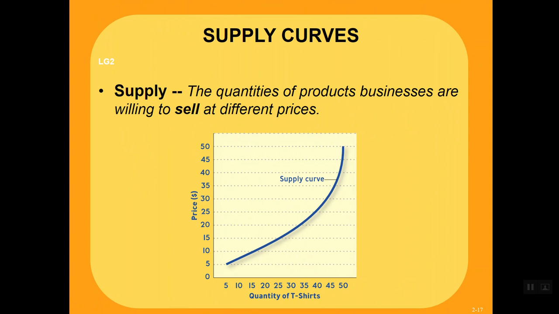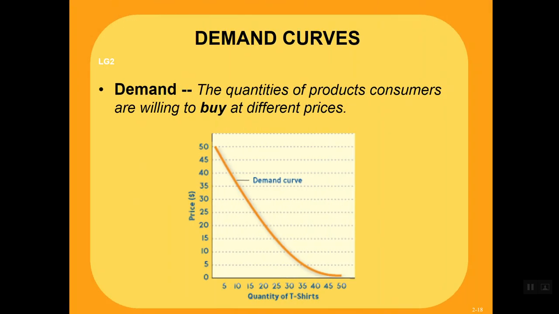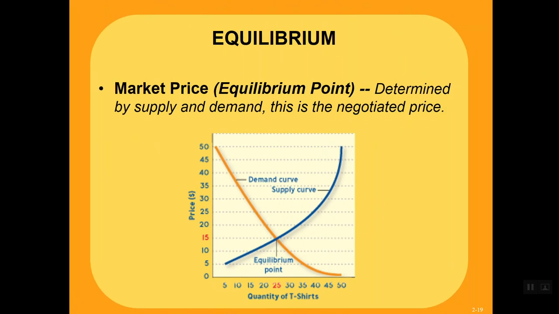at that price. So the supply curve will intersect with the demand curve to give us something called an equilibrium point. That's the point at which the supply equals the demand. So the equilibrium, also called market price, is determined by supply and demand. It's what we call the negotiated price. So what we're saying here is at $15 per shirt, if we produce 25 shirts, we will sell all 25 shirts. But we won't make any money because the supply equals the demand.